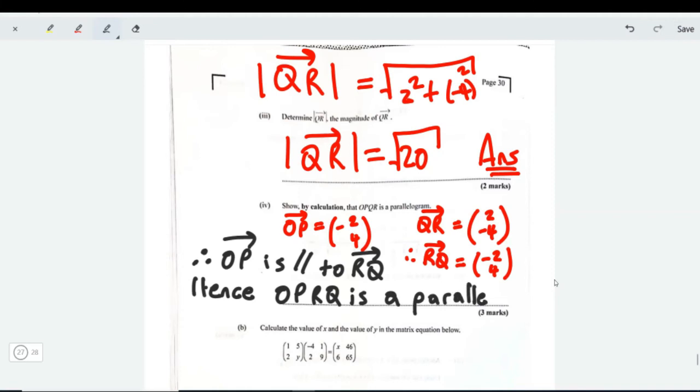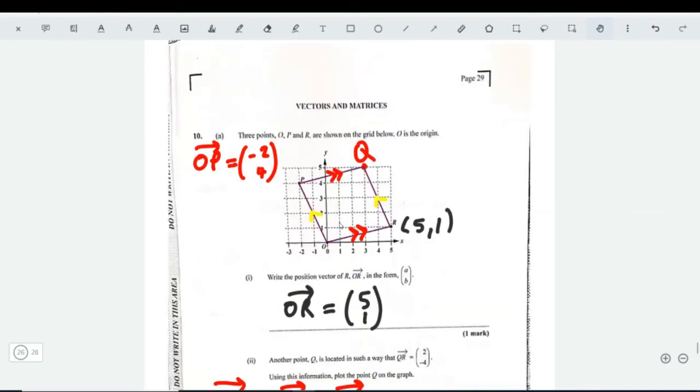So remember the properties of a parallelogram. A parallelogram has two pairs of parallel sides. You didn't have to use the two sides that I used. You could have used the two sides, PQ and OR, but I decided to use vector OP and vector RQ. You just need to show that both of them are going to be the same.